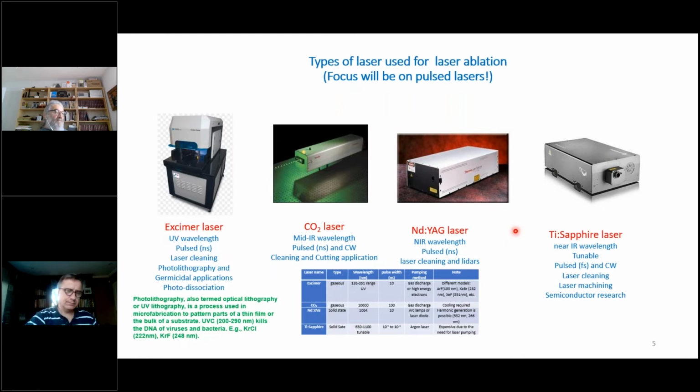And then finally, we have the Ti-Sapphire laser, which is a tunable near IR laser from 650 to 1100 nanometers. This is also a crystal laser, and it usually comes in femtosecond pulses, which is useful if you don't want the heating effect to be pronounced.